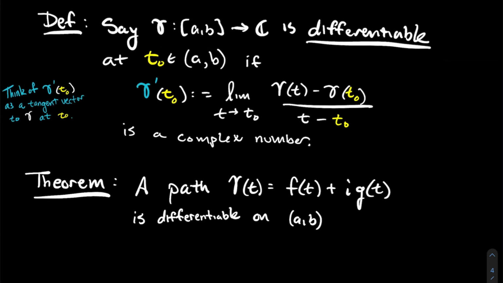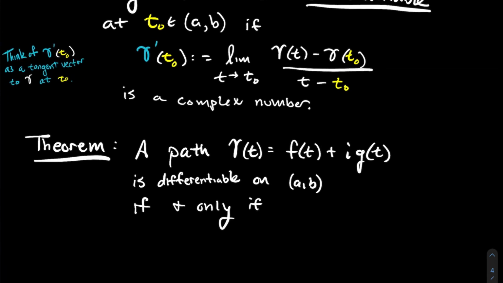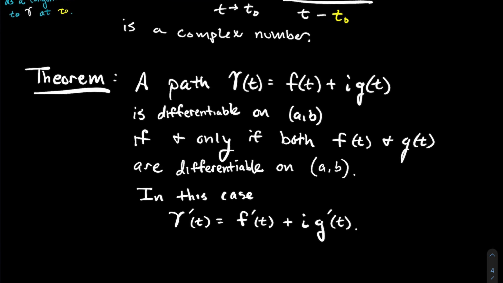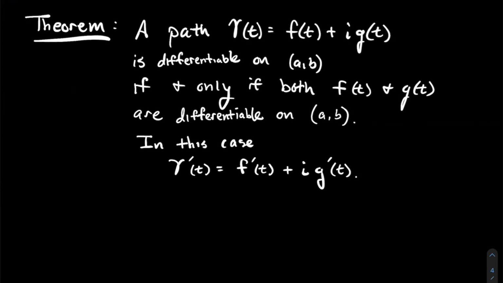And now, how do I know, instead of path, maybe I should just use some function. If I've got some function that has the form f of t plus i g of t, how do I know by looking at it if it's differentiable? And it turns out it's going to be differentiable if and only if, you guessed it, f and g are each differentiable functions. And so in that case, I don't have to necessarily use that limit definition in order to find gamma prime. Gamma prime just is going to be f prime of t plus i g prime of t.